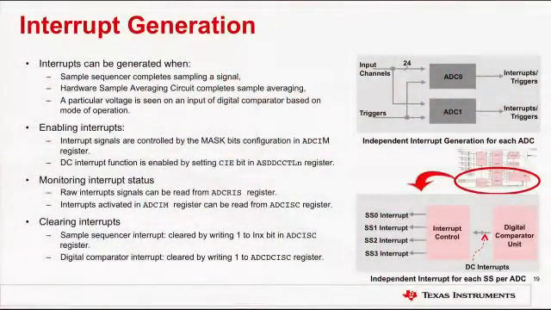The ADC module can also be used to generate interrupts when a sample sequencer completes sampling a signal, or when the hardware sample averaging circuit completes sample averaging, or when a particular voltage is seen on the input of the digital comparator, based on the mode of operation. The register configurations of the sample sequencers and the digital comparators dictate which events generate raw interrupts, but do not have control over whether the interrupt is actually sent to the interrupt controller.